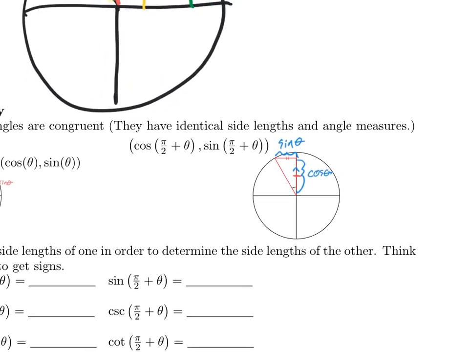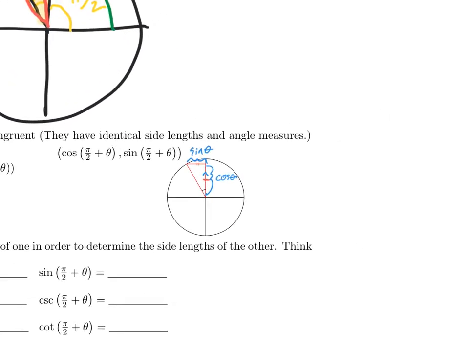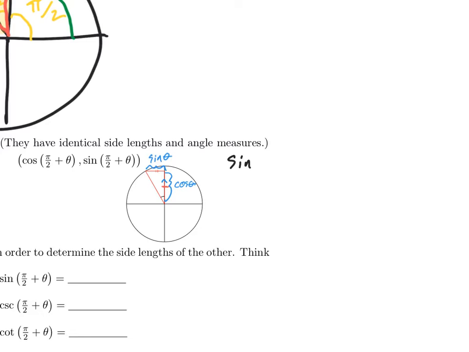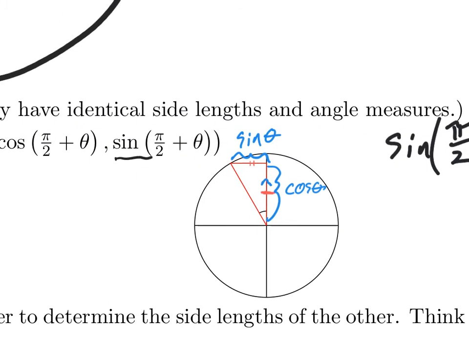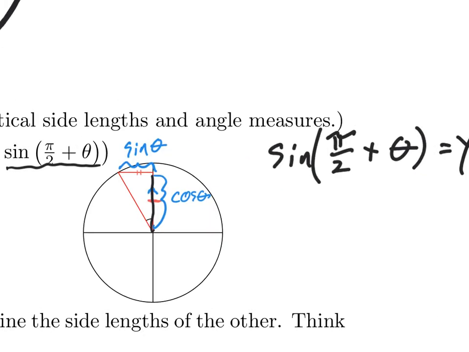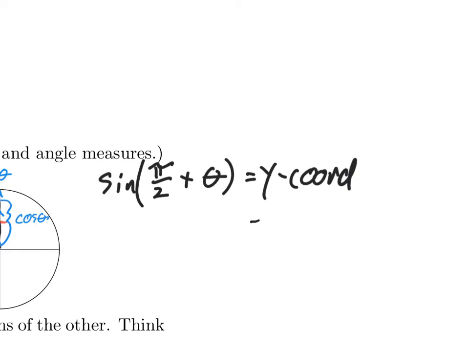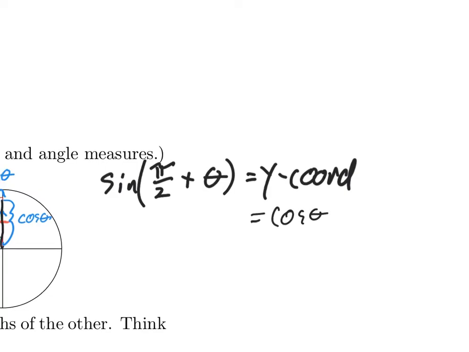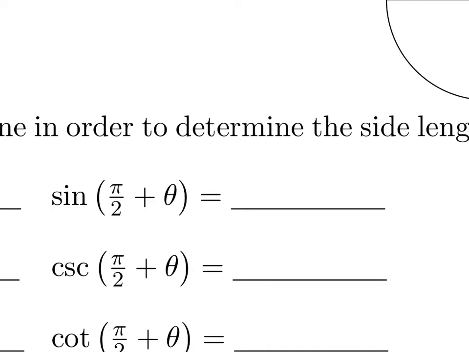So reading that off, that should mean that the sine of pi over 2, I'll do sine first, plus theta, well, that's the y-coordinate. That's this y-coordinate. What does a y-coordinate mean in the picture? It's how far you go up to get to that point. How far did I go up? Well, I went up by exactly cosine of theta. So the sine of pi over 2 plus theta is cosine of theta.